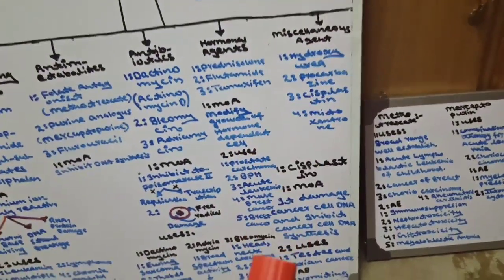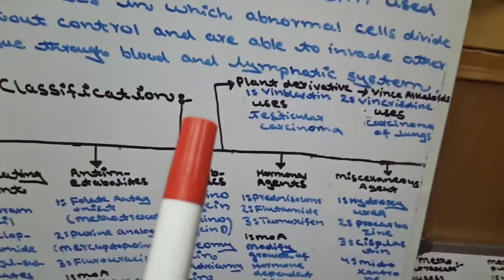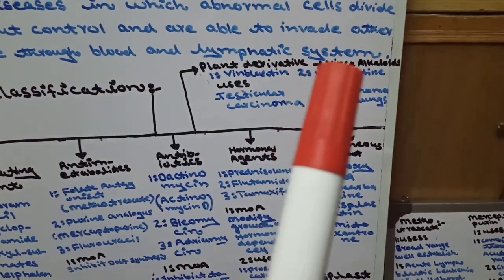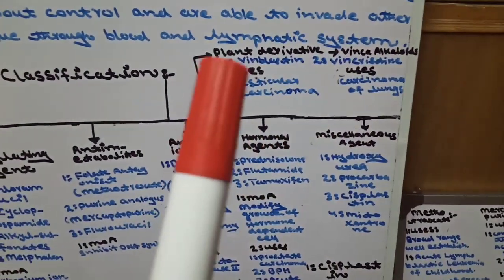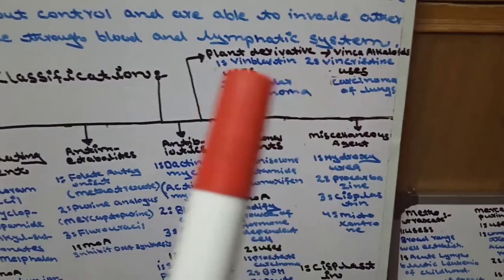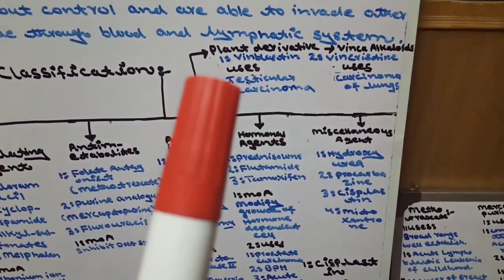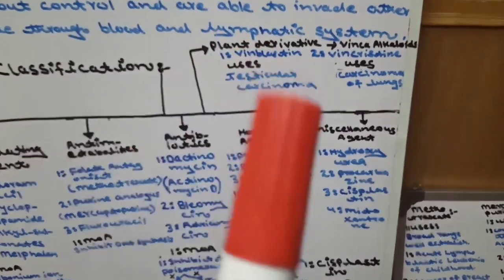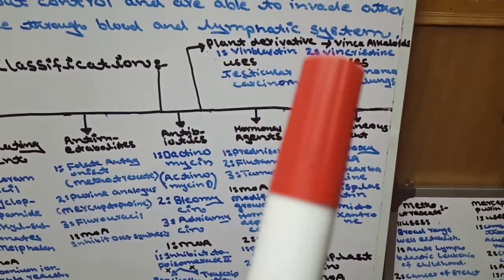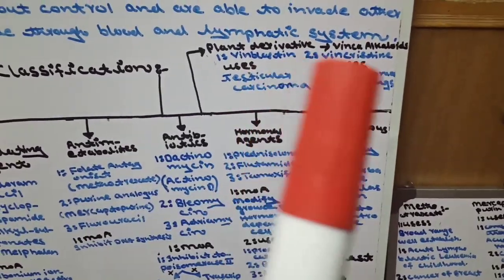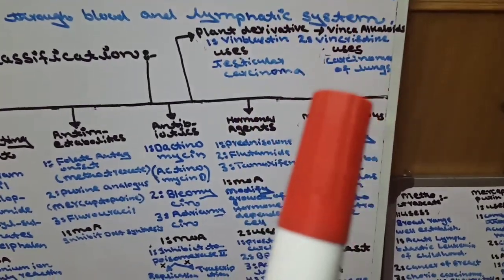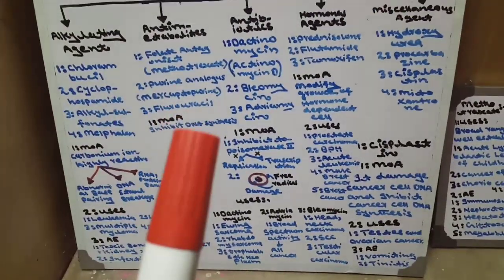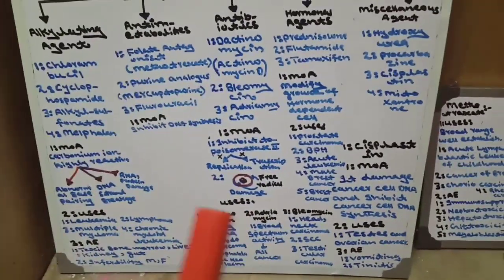Now the fifth group is also complete. Next come to the last group, plant derivatives, which are vinca alkaloids. Vinca alkaloids include two drugs, vinblastine and vincristine. Vinblastine is used for testicular carcinoma and vincristine is used for carcinoma of lung. Now come to some viva questions, some viva points.